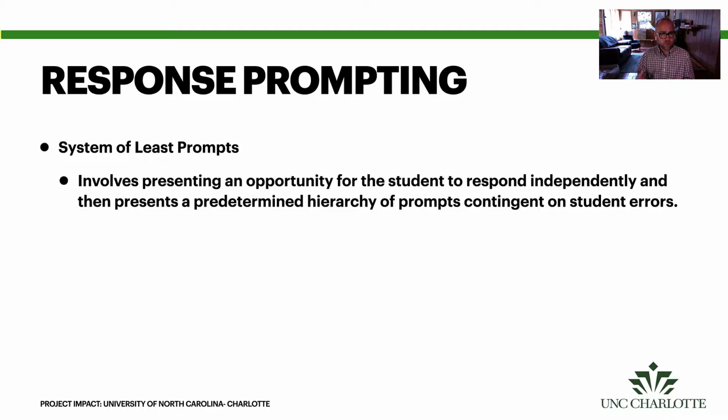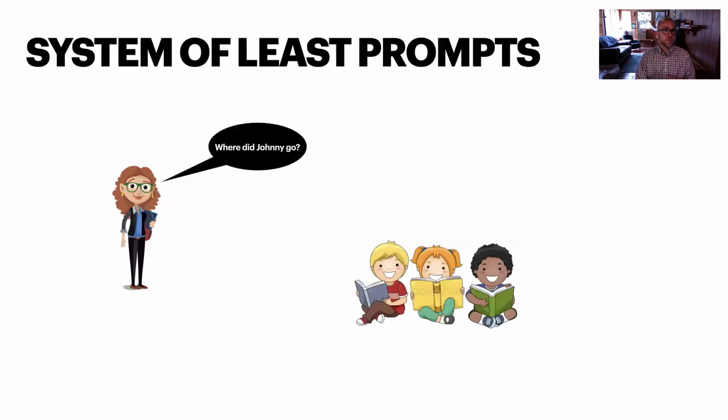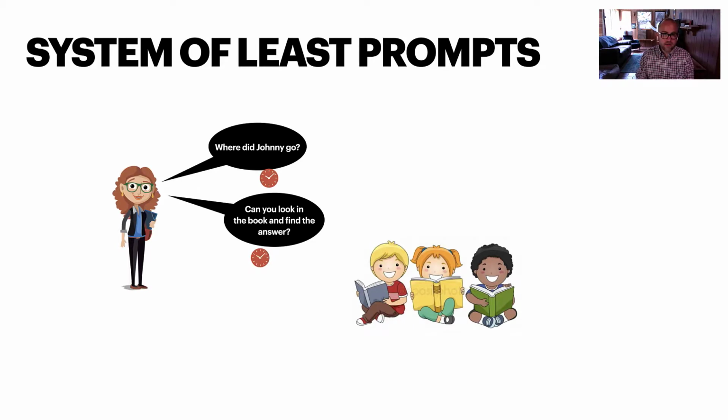When using the system of least prompts, we present an opportunity for a student to respond independently first, and then we present a predetermined hierarchy of prompts contingent on student errors. So we may say, where did Johnny go? So the students are reading the story. We ask them, where did Johnny go? We wait for a period of time. If they don't respond correctly, then we say, can you look in the book and find the answer? So that's our next level of prompting. They still can't find it. And then we provide the final level of prompting. He went to the abandoned church. Say he went to the abandoned church, and the students respond.